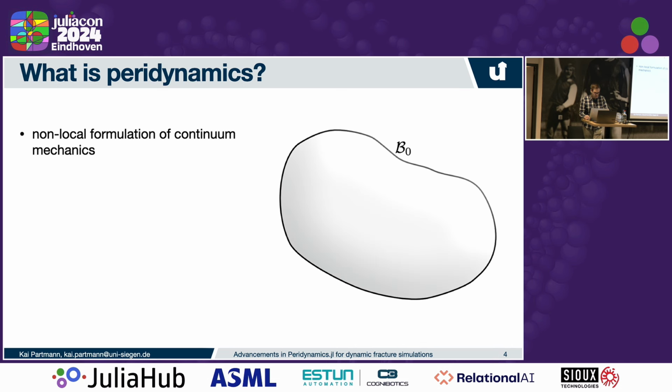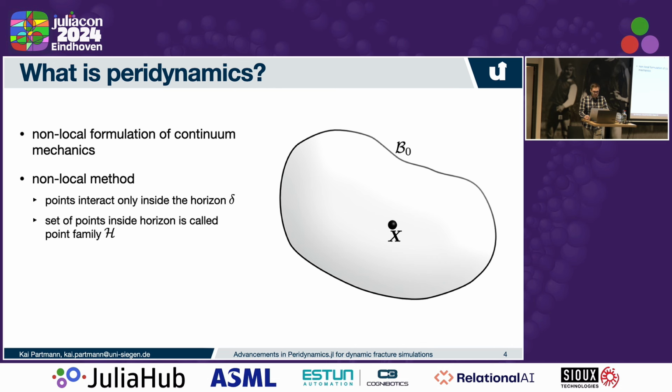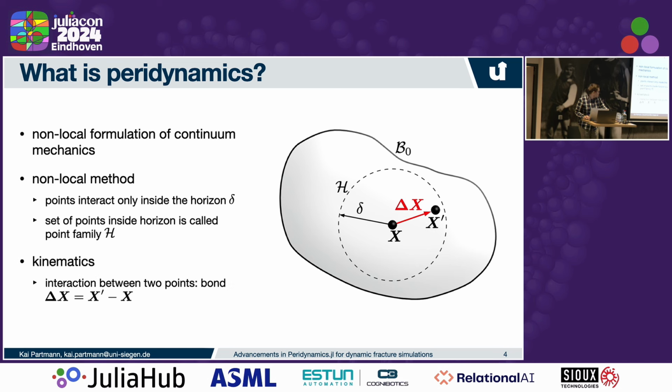To begin with, what is Peridynamics? It's basically a non-local formulation of continuum mechanics. The body is often discretized by points, but it could in theory also be discretized by a mesh. It's a non-local method, so these points interact only inside a specific horizon, inside of a specified radius around a root point. When you model the kinematics with that framework, you look at these interactions, these bonds. Here you can see them as x and x prime.